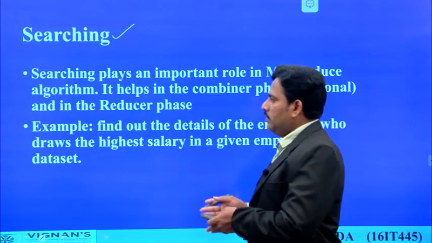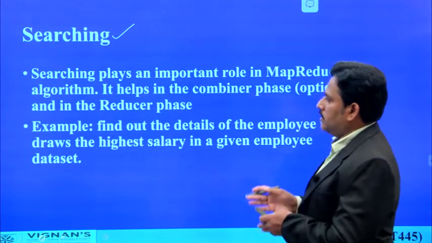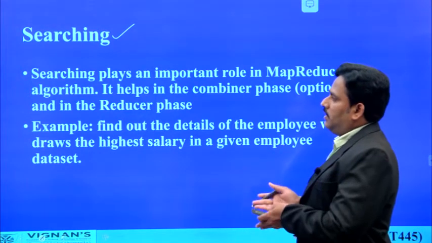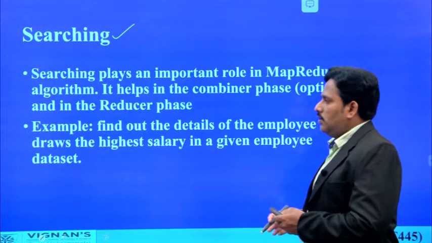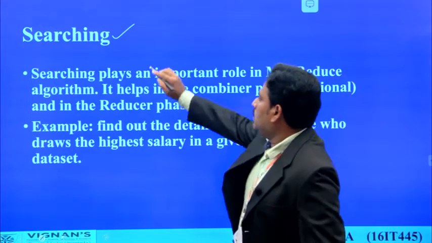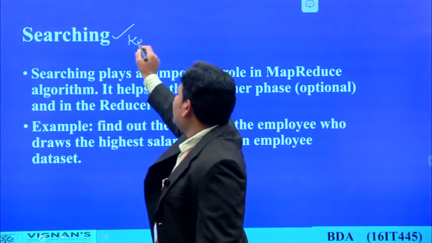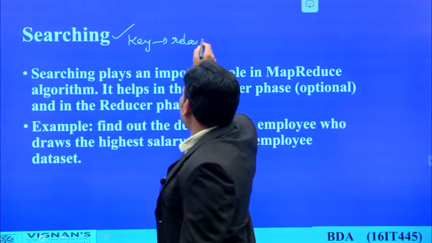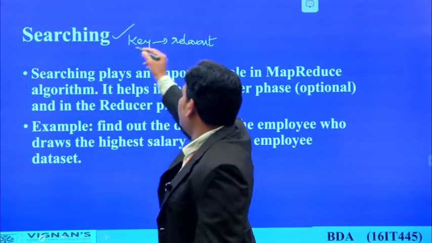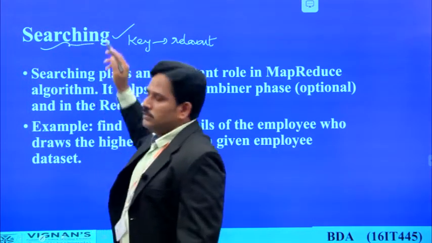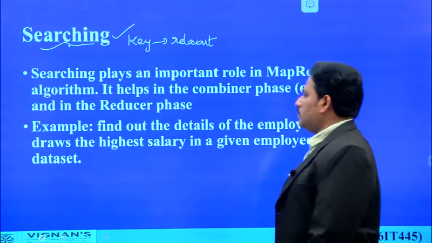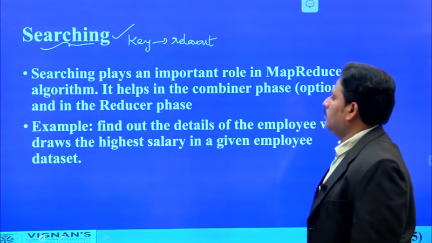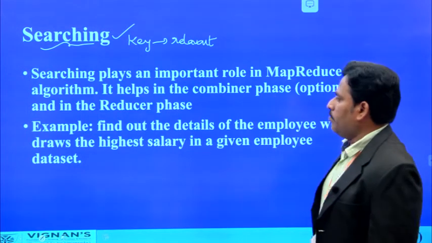So, to identify the concerned data node number or block where the exact key value relevant information is located, all key valued relevant data is going to be identified or found by using an approach called the searching approach. Now we will see how this searching is going to be applied in the map reduce environment. Searching plays an important role in the map reduce algorithm.